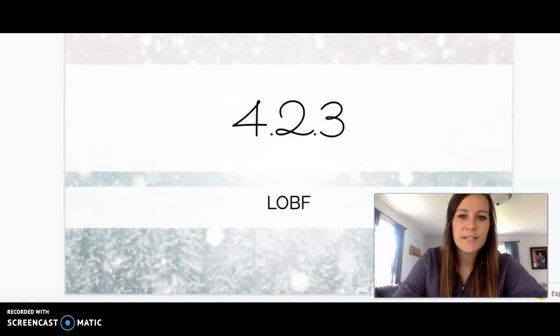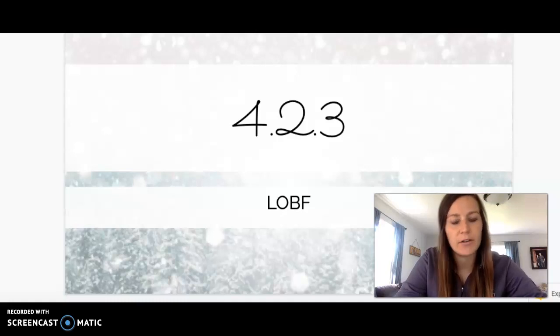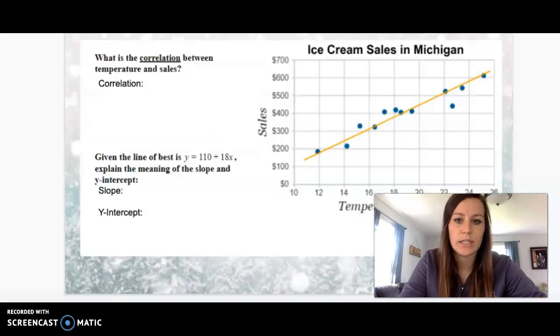Hey guys, so I just want to talk through real quick 423 and looking at line of best fit in relation to a scatter plot. Kind of what does that mean for the line of best fit when you're going through and explaining an equation and the connection it has to the graph. So let's go ahead and look at an example here.